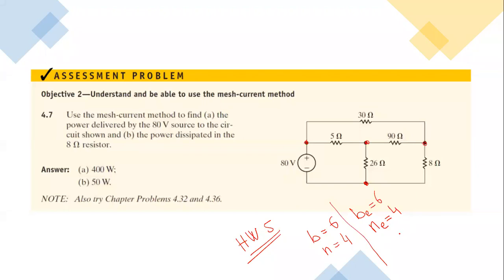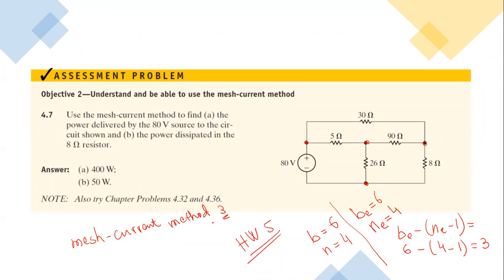Okay, let's apply the formula BE minus NE plus 1. BE is 6, minus 4 NE, plus 1, it will be 3. So we need to have 3 equations in order to solve using the mesh current method. If you want the mesh current method, you need to have 3 equations. If you want to use the node voltage method, how many equations do you need?